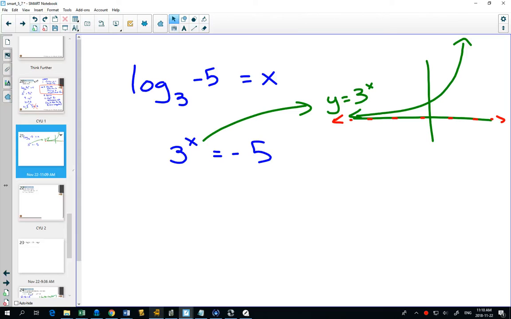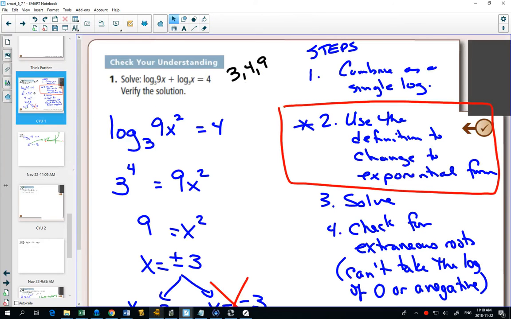Oh yeah, as I said before, the questions for practice here are 3, 4, and 9.